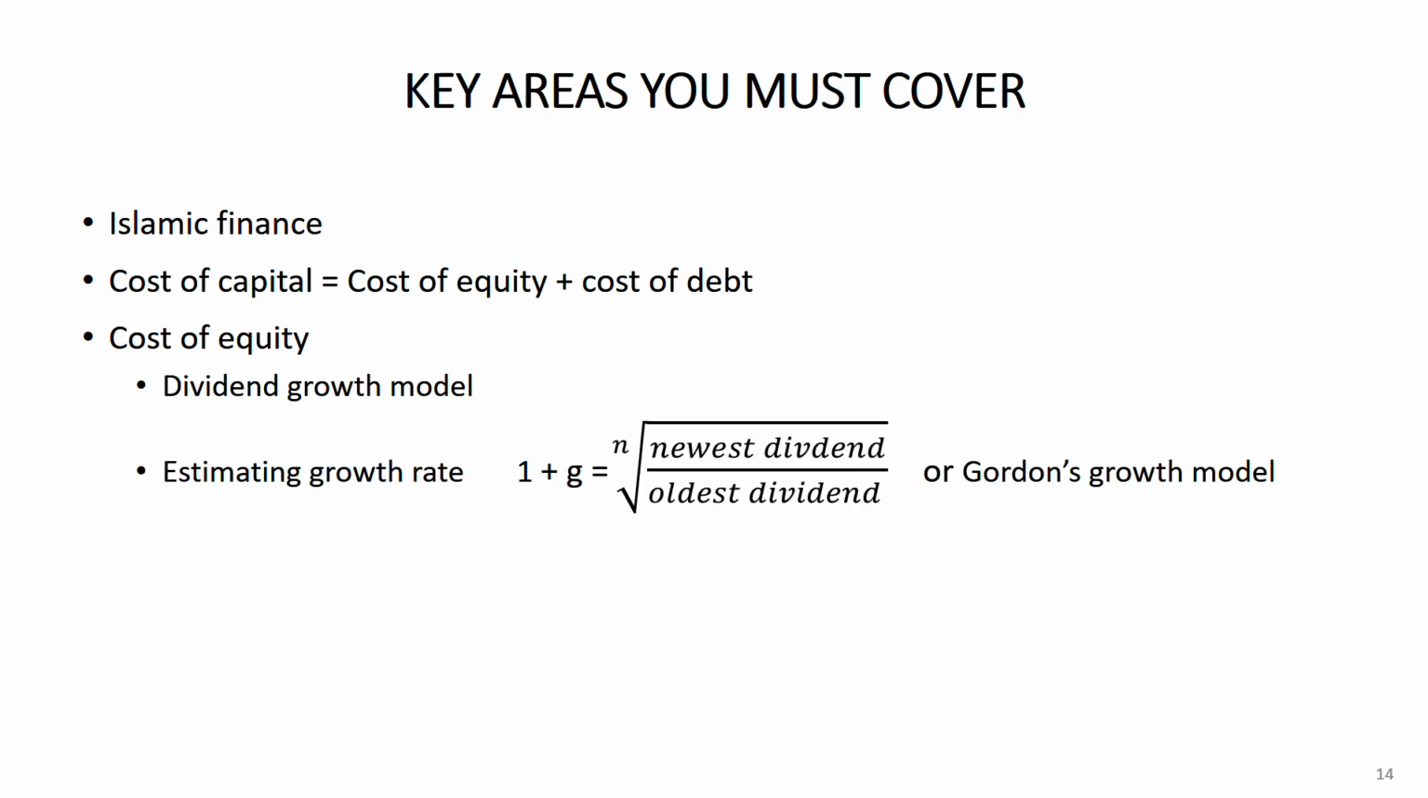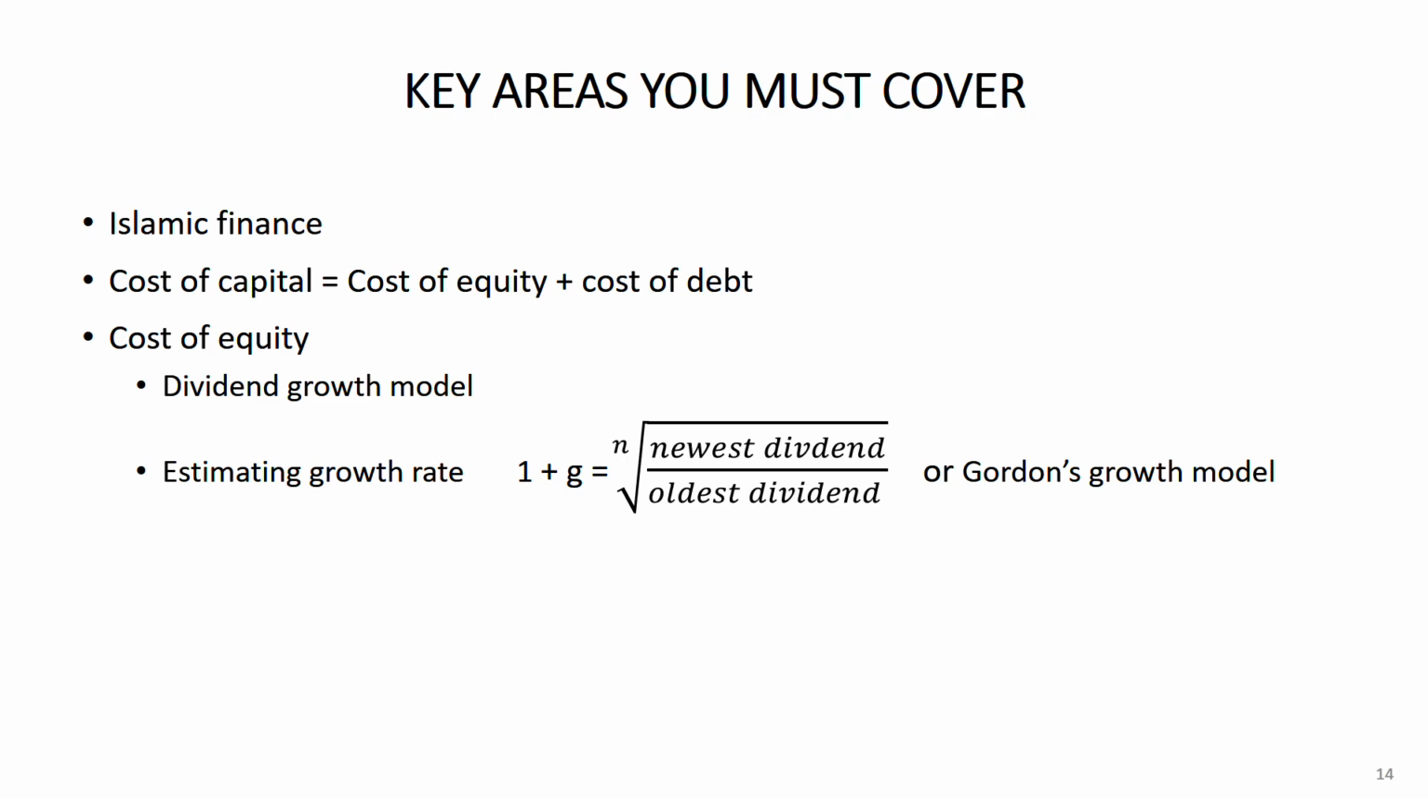Next we have estimating growth rate, right? In the dividend growth model, under dividend you might be given all the components, all the elements, but growth you are not given. Growth you have to estimate, you have to figure out what the growth is. So I have also written down the formula for finding the growth rate. The formula is newest dividend divided by oldest dividend. What do newest dividend and oldest dividend mean?